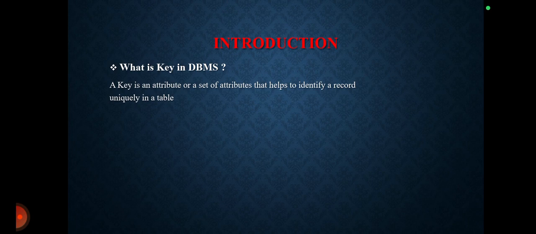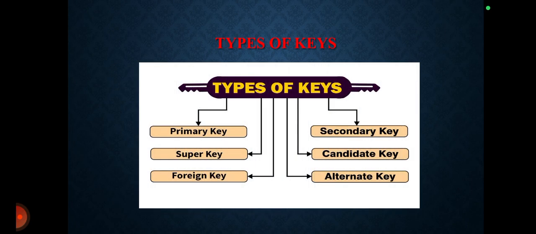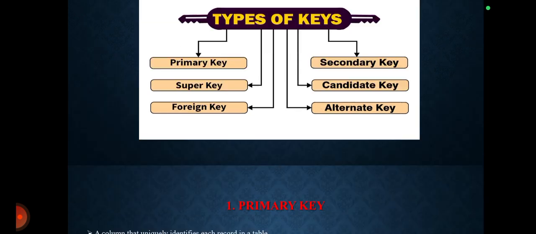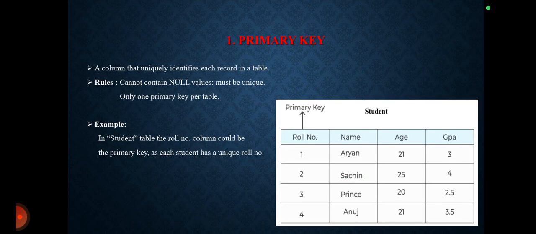Now let's see the types of keys in DBMS. There are 6 types of keys: first primary key, second super key, third foreign key, fourth secondary key, fifth candidate key, sixth alternate key. The first type of key is the primary key.